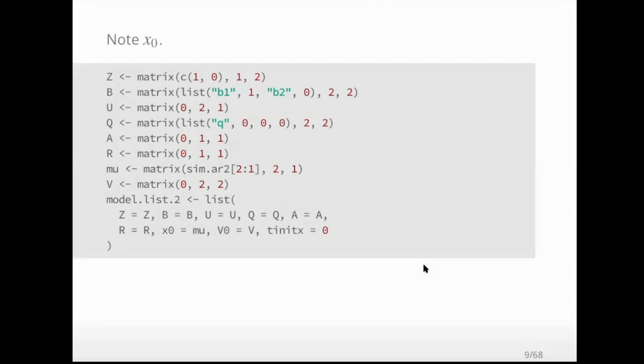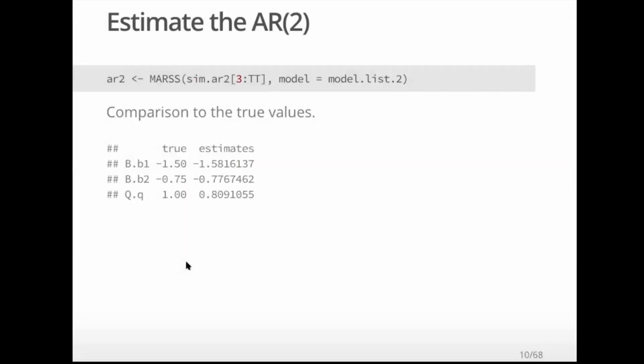So this is how you would fit it with the MARSS package. You just carefully set up all the matrices. If you're using some other package, it's the same idea. They would have a different way of specifying these matrices, but it's exactly the same idea. So we just specify what all these are. We make our model list. You've all done this in the homework quite a few times. And then we pass in our data.